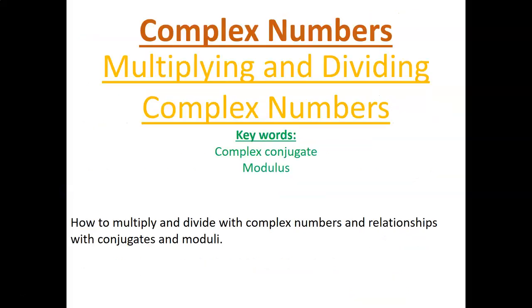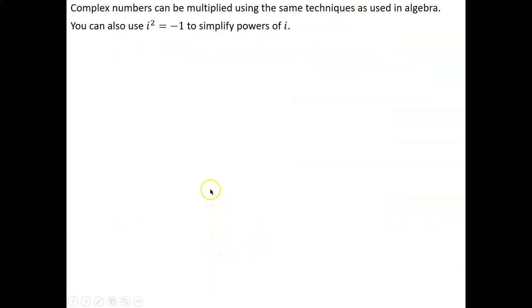So today we're going to have a look at multiplying and dividing by complex numbers. We'll also need to have a look at what the modulus of a complex number is and its complex conjugate. And we'll be able to find a relationship between those as well. So we can multiply complex numbers using the same techniques that we use in algebra, and also bearing in mind that we know that i squared equals -1.